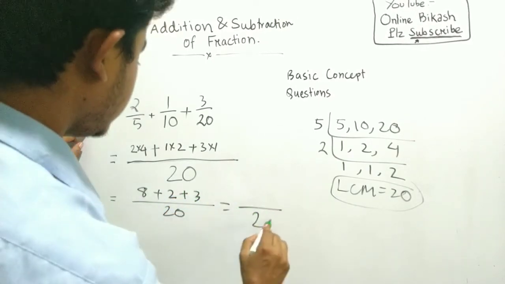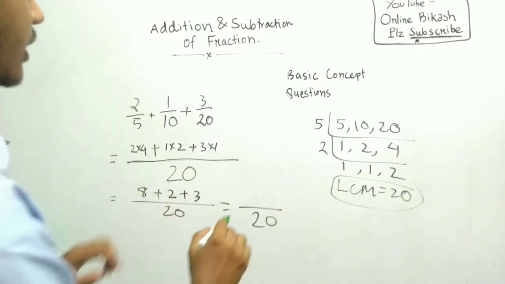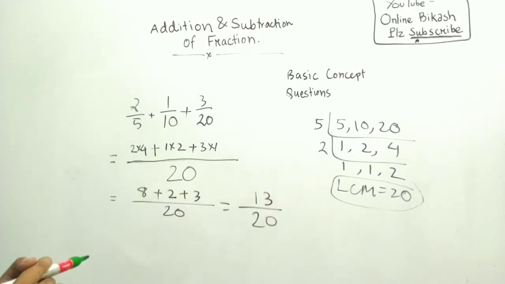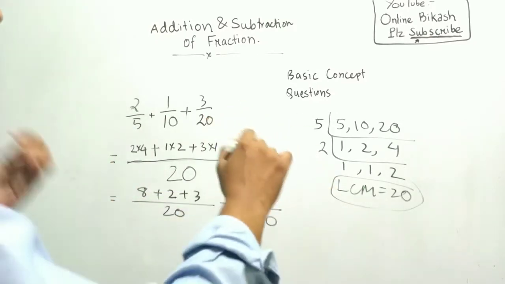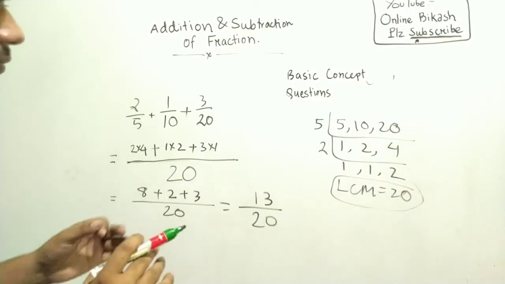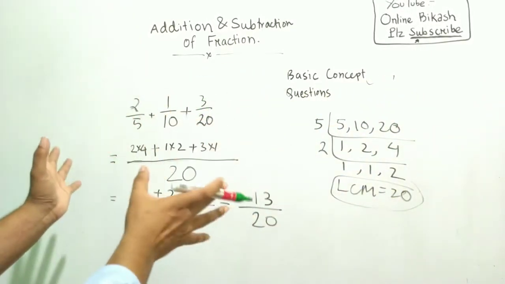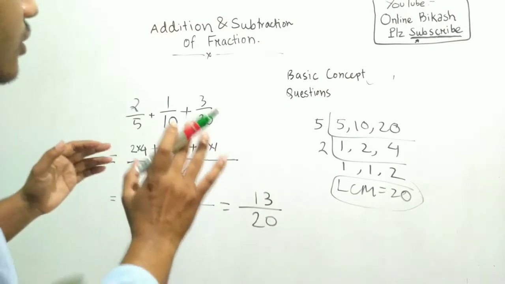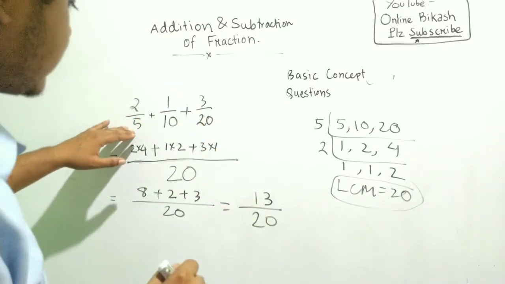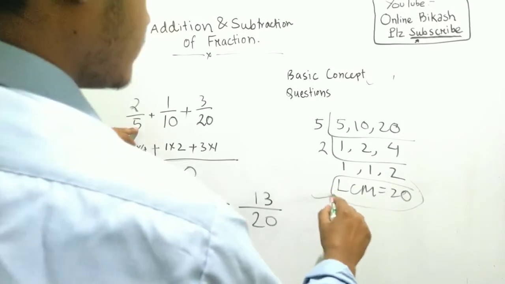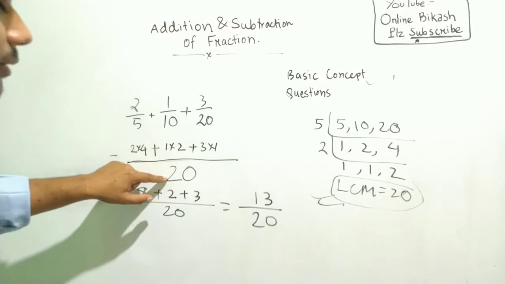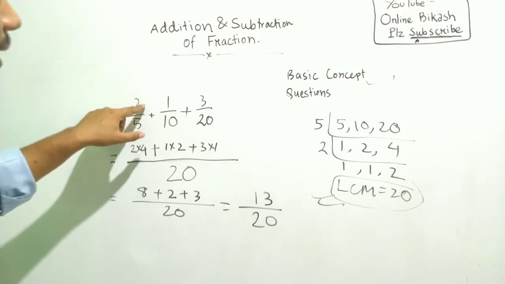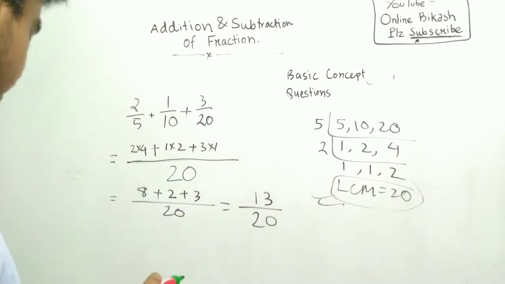So our final answer will be 20 in the denominator. 8 plus 2 is 10, 10 plus 3 is 13. So 13 by 20 will be our final sum of these three fractions. So you have seen how quickly we have solved this one. So what we learned here is the basic concept. The basic concept is to find out the LCM of the denominators first. Then 5, how many are 20, we have written, 5 4s are 20, that 4 will be multiplied here, and the same thing will happen in all these cases.